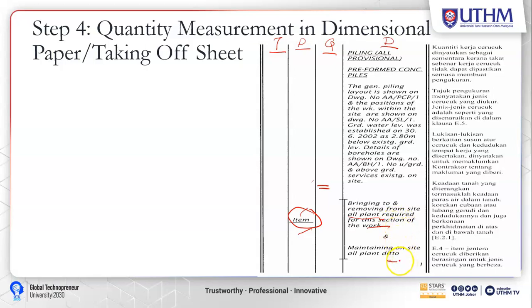What is the statement that is said as ditto here? So how can we read this ditto? Maintaining on site all plant. Okay, all plant, maintaining on site all plant, and then we continue with this. These are the ditto required for this section of the work. Ditto is the same as the above statement. So the ditto is from here, required until the work. Just to simplify the description, we just put a ditto if our statement is the same as the previous statement.